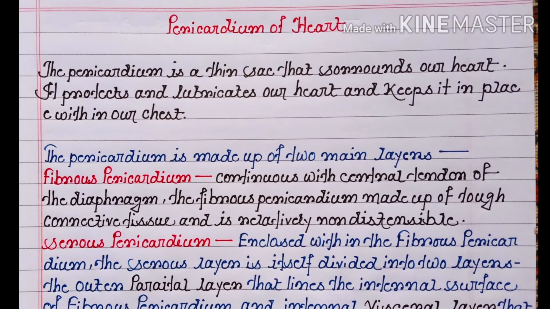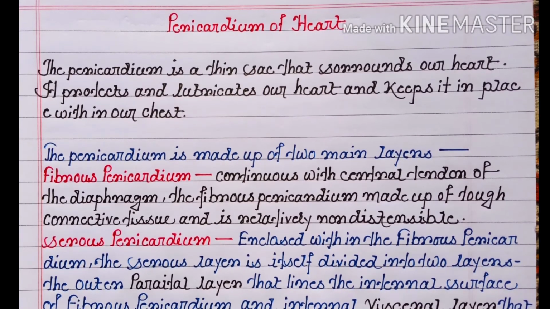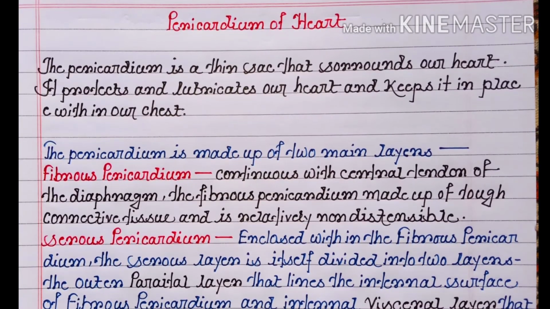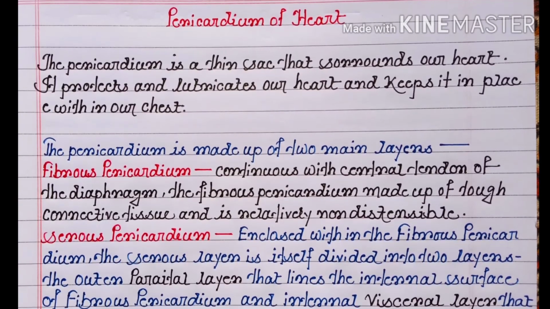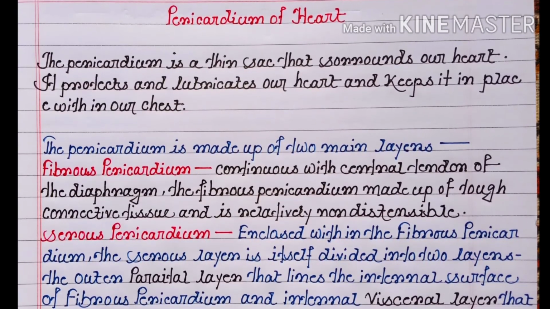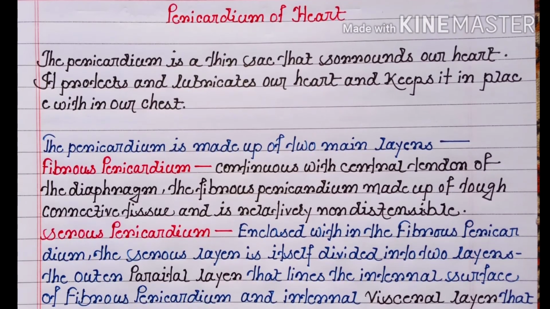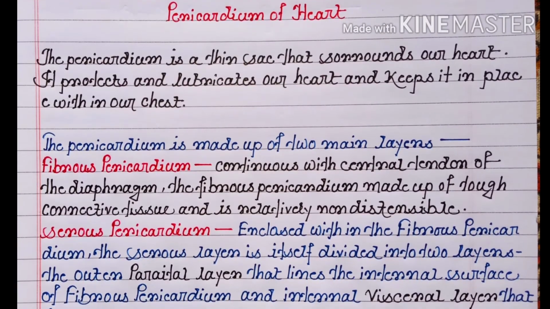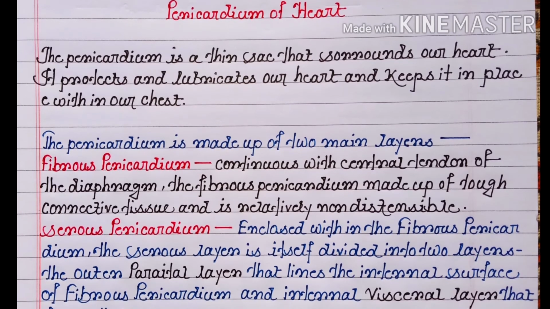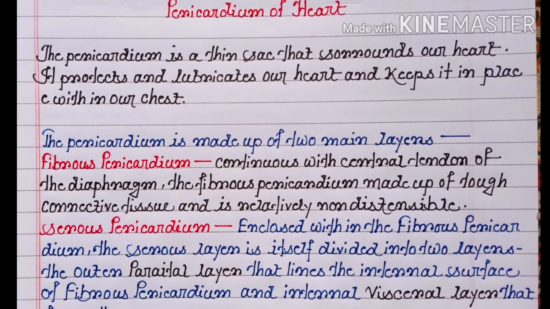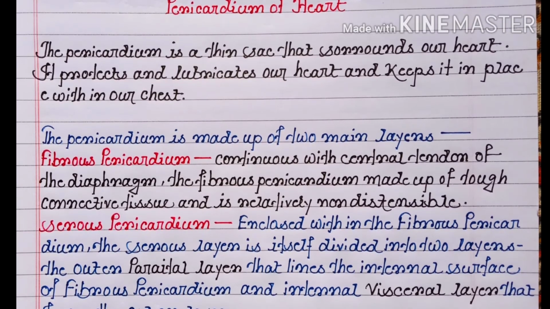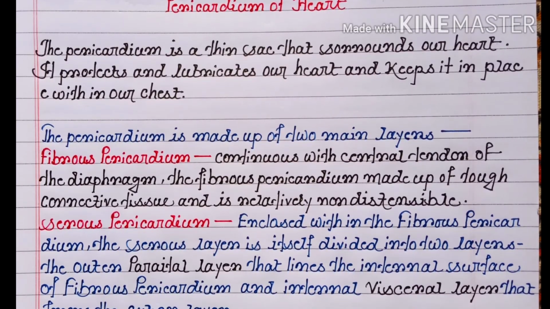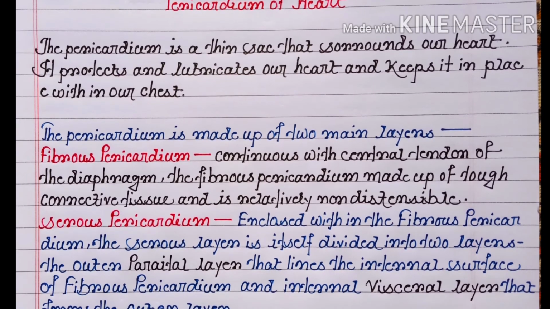Now let's talk about the pericardium of the heart. The pericardium is a thin sac that surrounds our heart. It protects and lubricates our heart and keeps it in place within our chest. The pericardium is made up of 2 main layers. First, the fibrous pericardium, and second one is the serous pericardium.